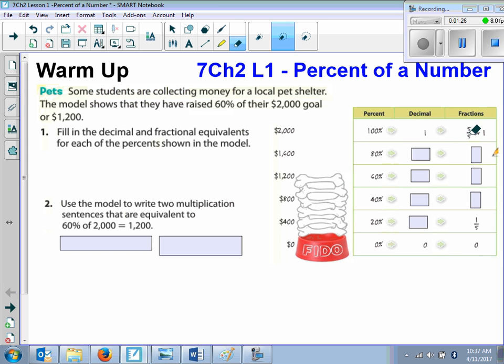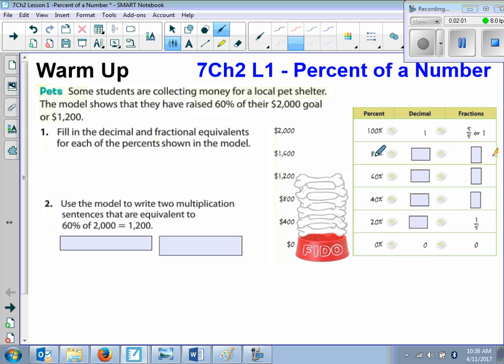Now, here they have 5 over 5, that fractional part. So 1, 2, 3, 4, 5. 5 out of 5 is 1 whole. You got that? All right. So, do you remember way back when we were talking about how to change a decimal to a fraction? Well, we'll review it right now. So again, we're looking at percent to a decimal, right?